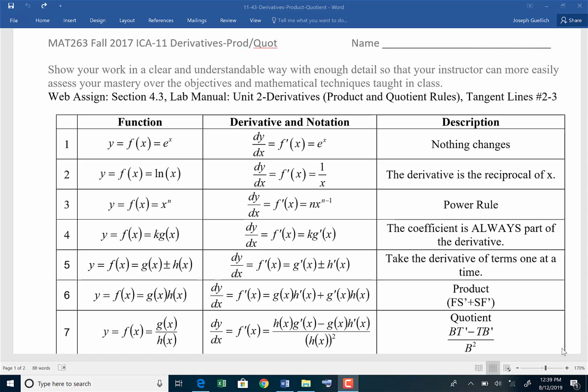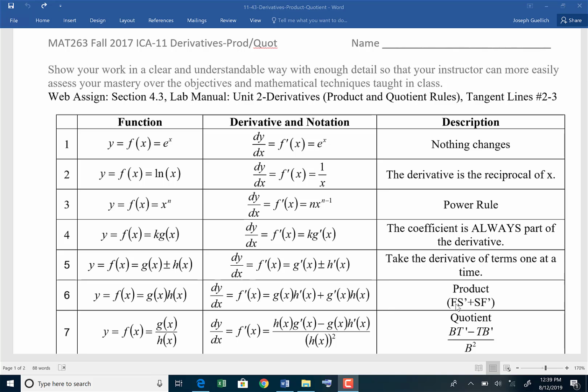Let's look at two new rules for derivatives, the product and quotient rule. They're down at the bottom here, 6 and 7. When we have two functions that are multiplied together, there's a special rule for that. I use shorthand over on the right to designate first and second function. The G function is the first one, the H one is the second one, and this can be extended to 3 functions or 4 functions that are multiplied.